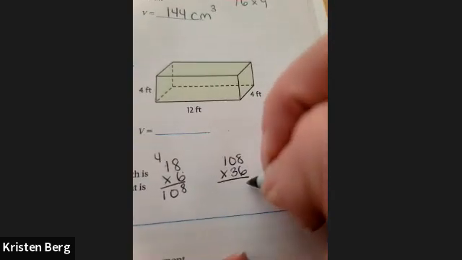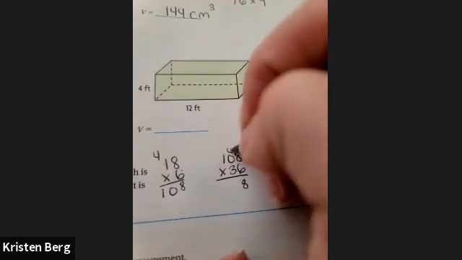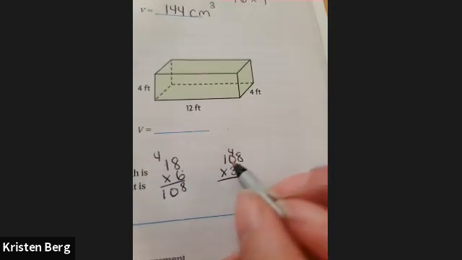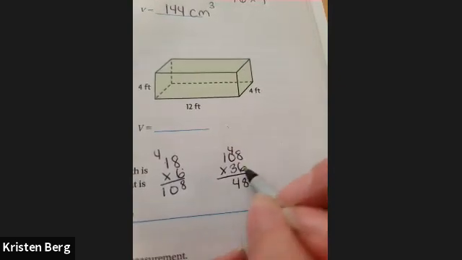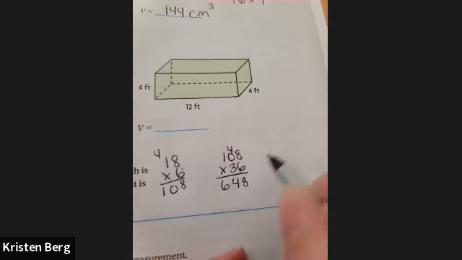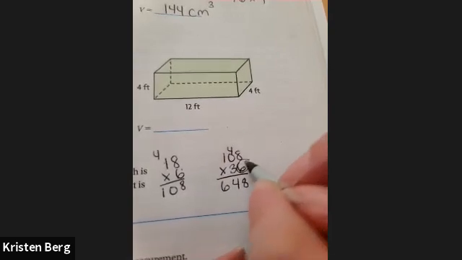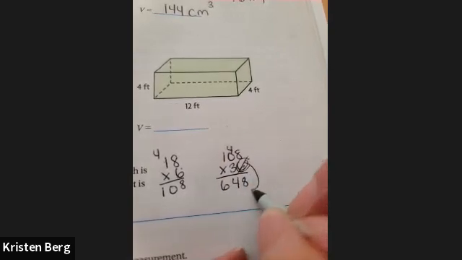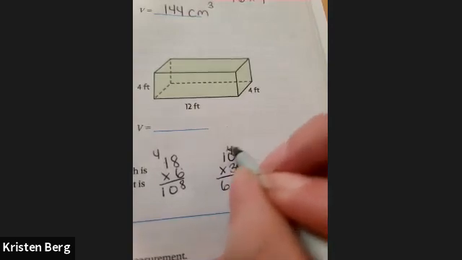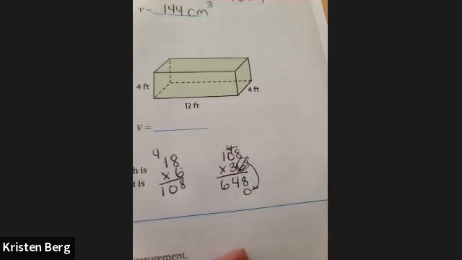So 8 times 6 is 48, carry your 4. 6 times 0 is 0, plus 4 is 4. 6 times 1 is 6. Okay, and then you are done with that one. So you bring it on down, cross out any remainders, and then you move on to the 3.